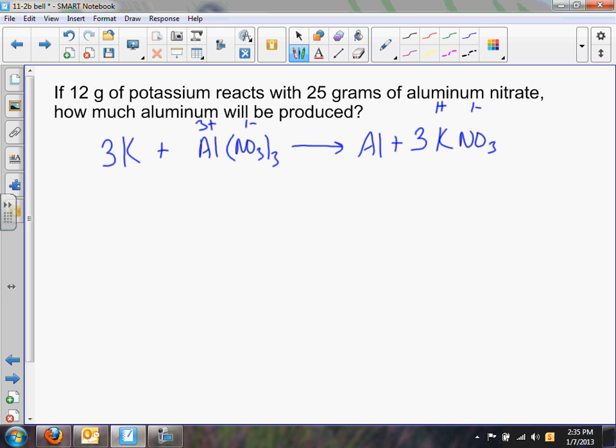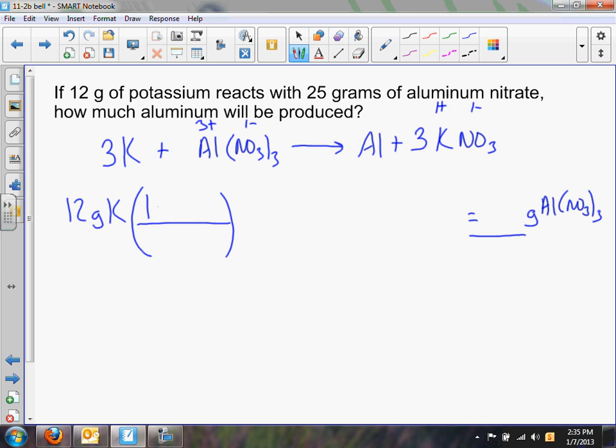So the first thing I need to do is figure out what my limiting reagent is. Well, there are 2 ways to do this, and I'm going to do it the way I showed you in the previous video. If I have 12 grams of potassium, I can figure out how many grams of aluminum nitrate I would need to react completely with my 12 grams of potassium. So I'm going to do a mass-to-mass problem and change the amount of potassium I have into how much aluminum nitrate I should need.